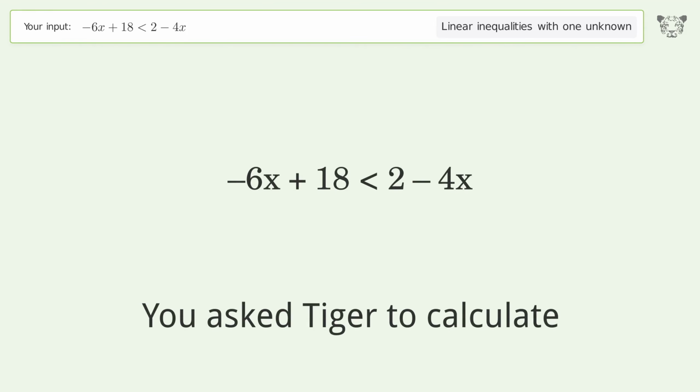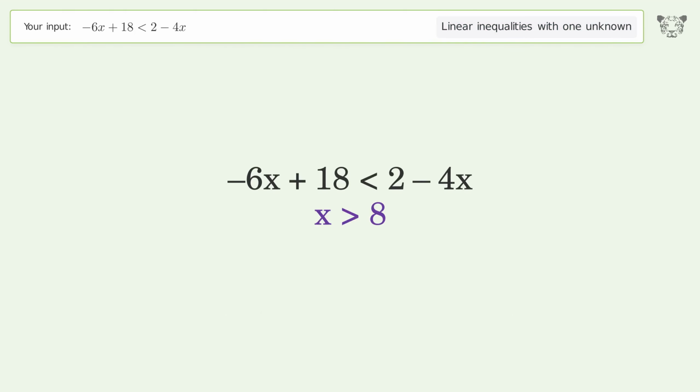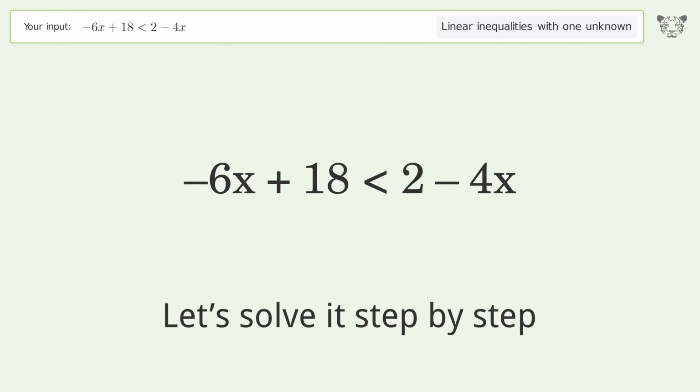You ask Tiger to calculate. This deals with linear inequalities with one unknown. The final result is x greater than 8. Let's solve it step by step.